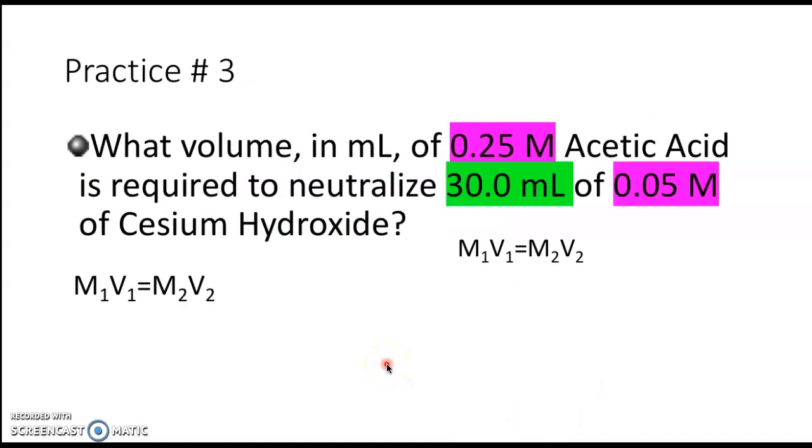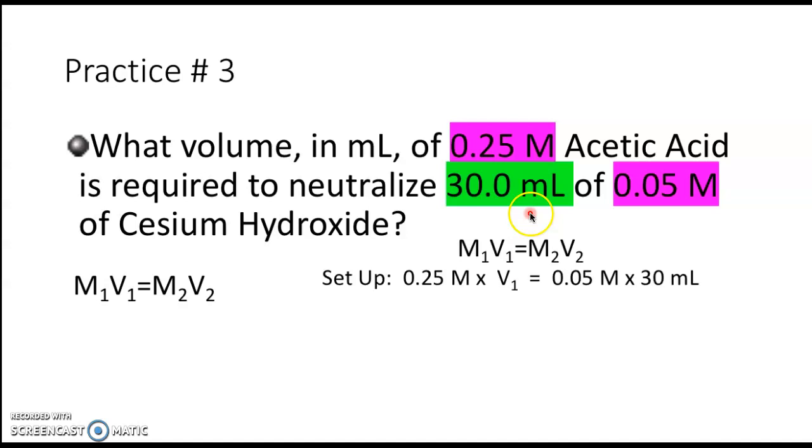All right, last problem before we end. What volume in milliliters of 0.25 molar acetic acid is required to neutralize 30 milliliters of 0.05 molar cesium hydroxide? Once again, I see this word neutralize. That means it is a titration problem, right? Now, I have my first concentration here, but it's not written with a volume, so that's going to be my unknown. And then I have my second concentration here, and that's written with a volume, so that's going to go on the right side.